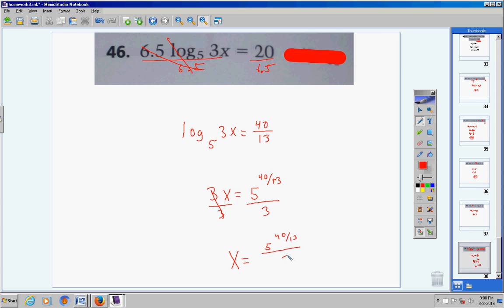So with a calculator, you would type 5 and then arrow, like this, 5, arrow, and then parentheses, 40 divided by 13, and then close your parentheses, hit enter, and then divide it by 3, enter, and you'll get the answer, 47.1580329. 47.158, now it is a logarithmic equation, so you must check your answer. If you put this in for an argument right here, 3 times 47, that still gives you a positive number, doesn't it? Sure it does. So your argument's still positive, so it checks. So that is your answer.